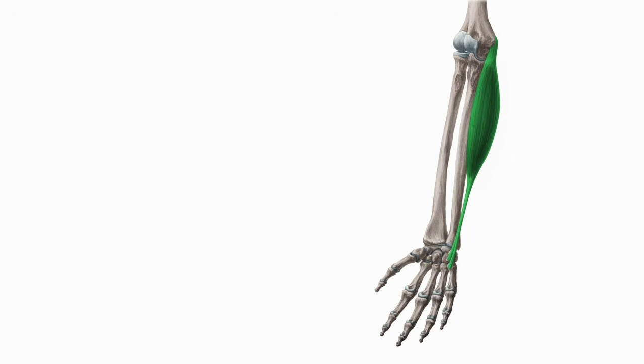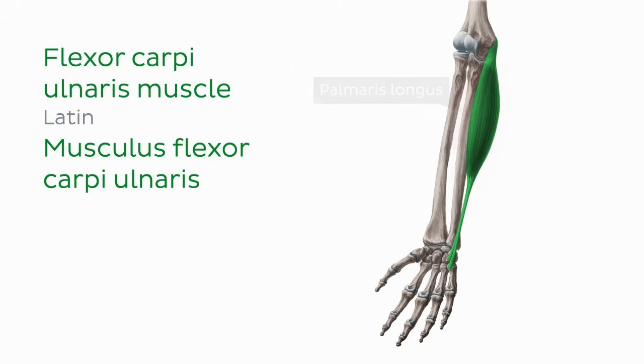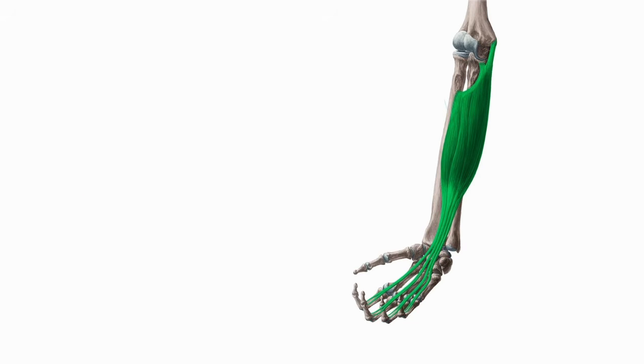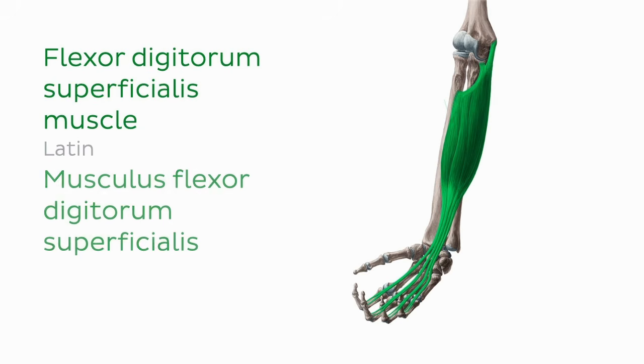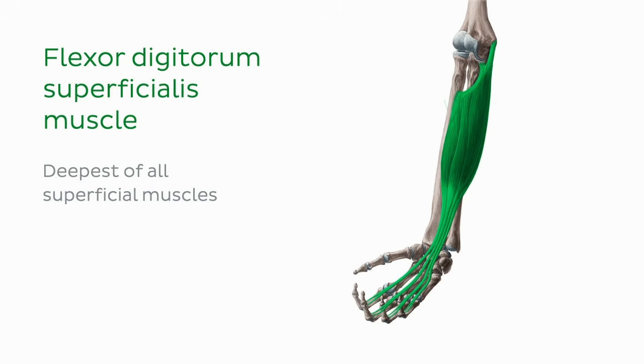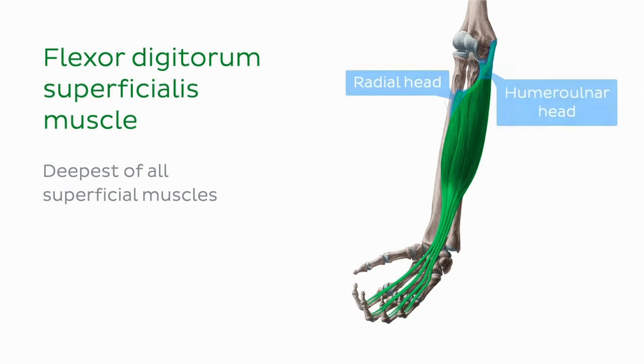The flexor carpi ulnaris muscle lies just medial to the palmaris longus muscle. Much like the flexor carpi radialis muscle, this muscle also inserts at the metacarpal bones of the hand, but at the ulnar or medial aspect. The last muscle of the superficial layer that we're going to look at today is the flexor digitorum superficialis muscle. This muscle is the deepest of all the superficial muscles of the anterior compartment and lies just behind the flexor carpi ulnaris and radialis muscles. It is a large muscle with two heads.